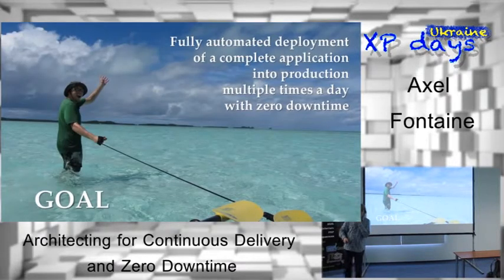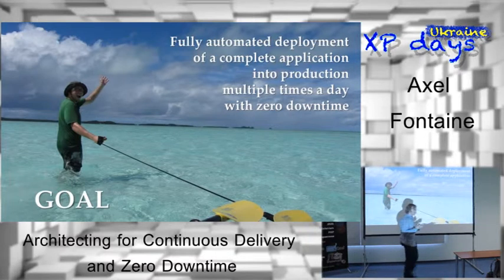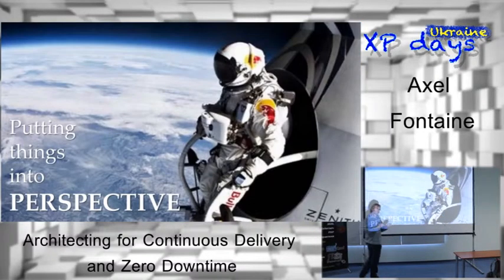So the goal of the presentation today is that over the next hour we're going to try to get a fully automated deployment of a complete application. We're going to see what a complete application really means, into production multiple times a day with zero downtime. We're going to look at the steps we need to take to achieve this, and what we have to put in place in our software architecture to make sure something like that is possible.